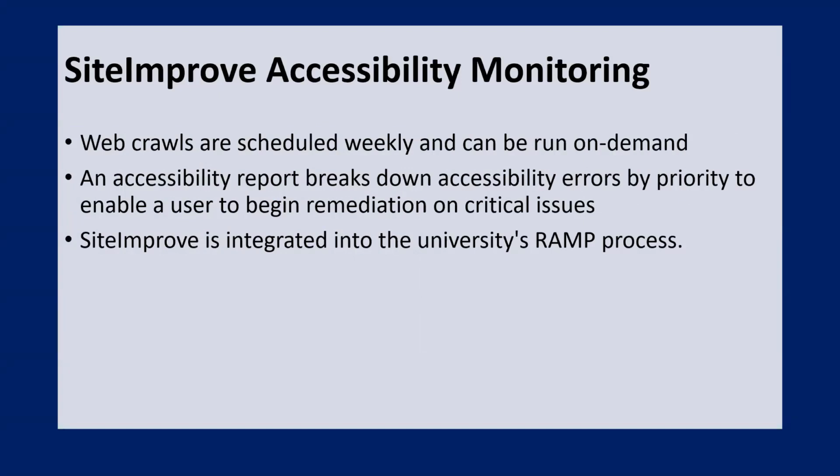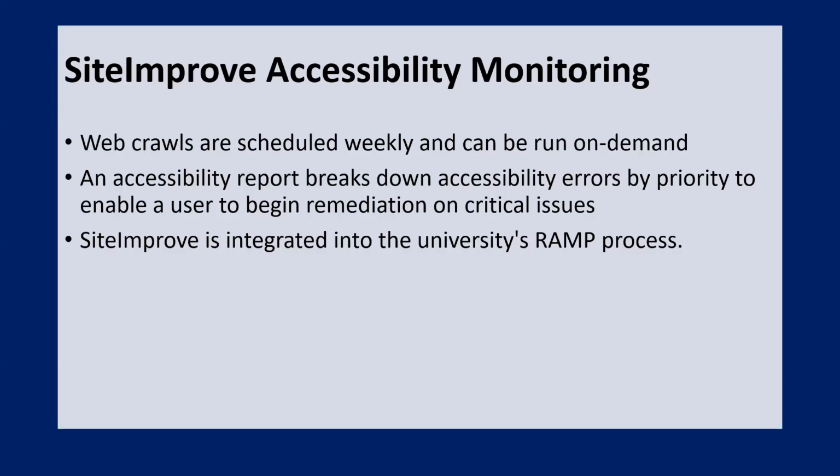Within SiteImprove, weekly, SiteImprove will crawl through the university's websites. These crawls can also be run on demand to check for accessibility issues. Every time a crawl is completed, an accessibility report will break down those accessibility issues by priority. With this, it enables someone to begin remediation on these critical issues and be a bit more proactive with what's going on their website.